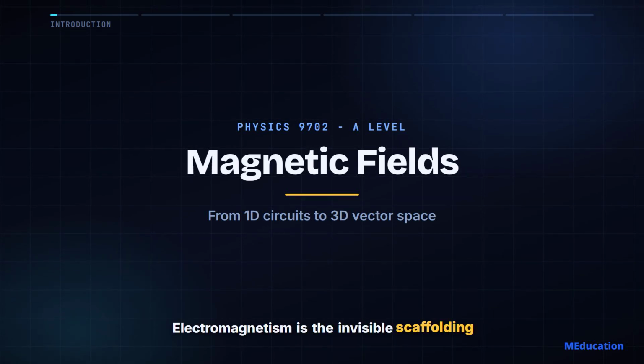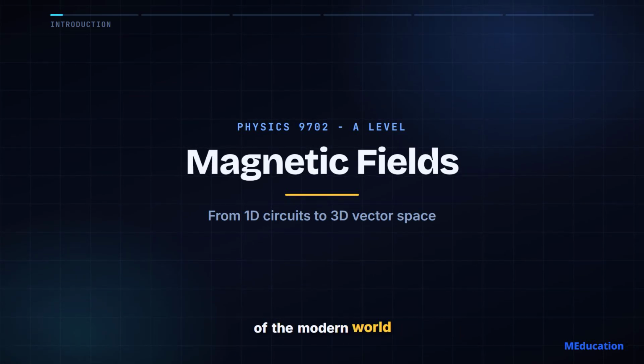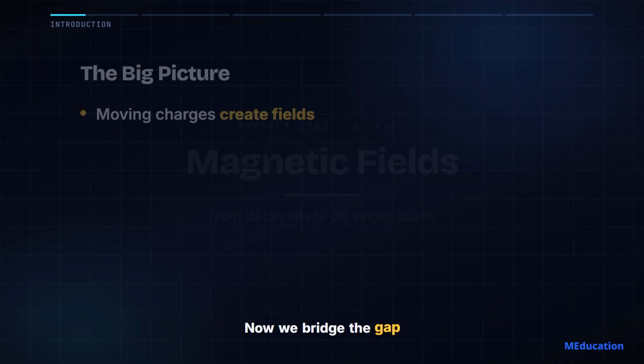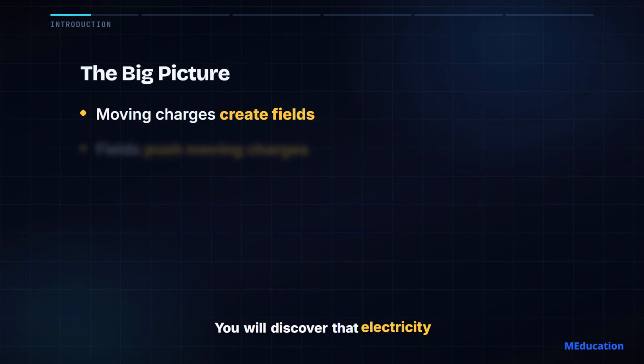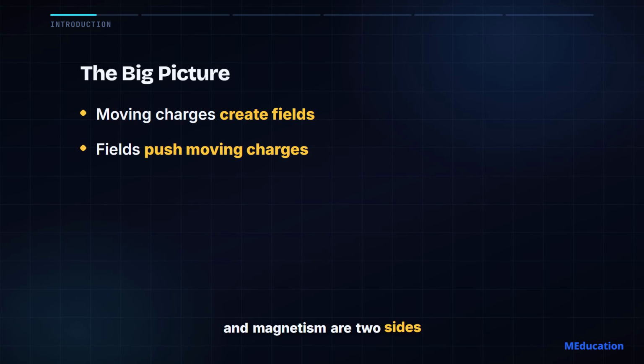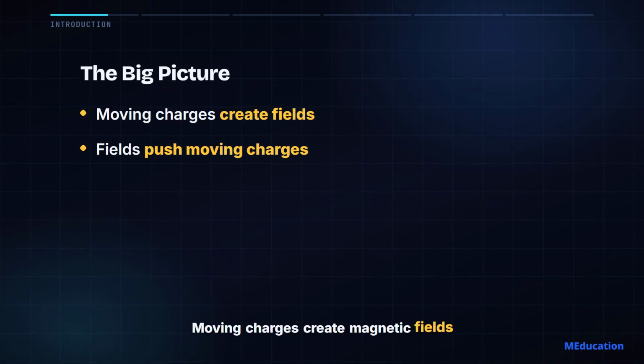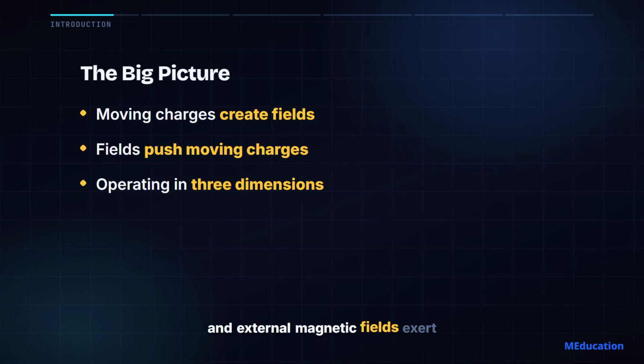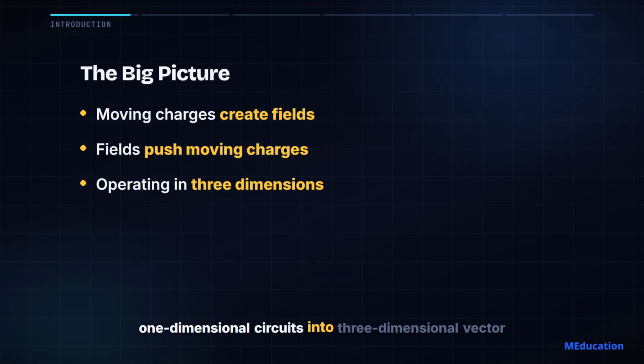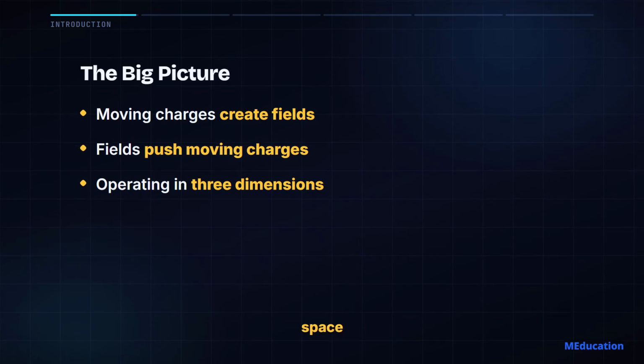Electromagnetism is the invisible scaffolding of the modern world. In your AS level studies, you looked at static electric fields and simple circuits. Now we bridge the gap. You will discover that electricity and magnetism are two sides of the same coin. Moving charges create magnetic fields, and external magnetic fields exert forces on moving charges. We are moving from flat, one-dimensional circuits into three-dimensional vector space.